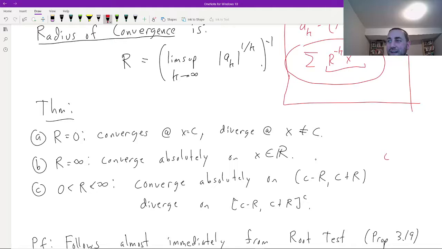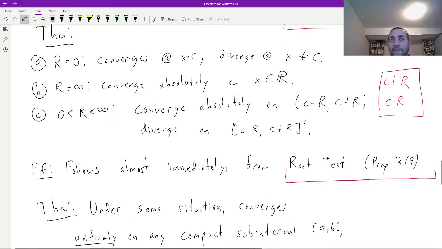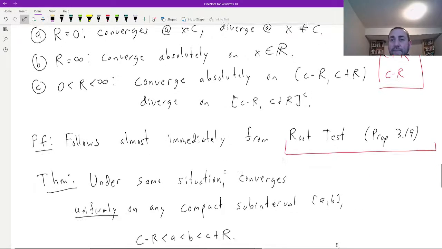Now, of course, I haven't said what happens at c plus r exactly and c minus r exactly, and it turns out actually there's a bit of subtlety there, so this theorem doesn't tell you exactly when convergence happens, but except possibly for two points, it tells us what's going on. How do we prove something like this? Actually, the proof is essentially just the root test, Proposition 3.19. There's almost nothing else to do once you've looked at that theorem again.